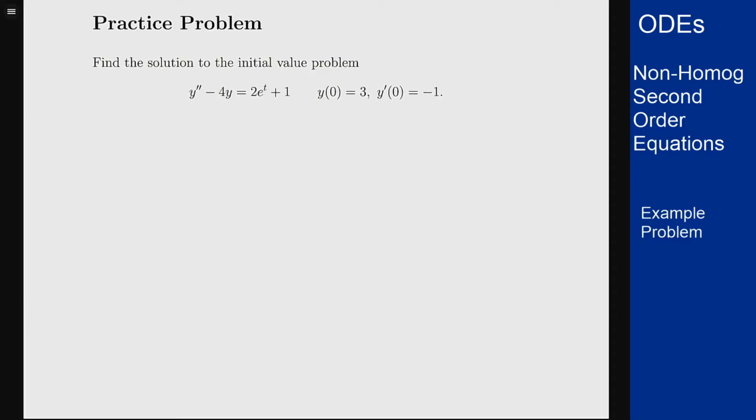Want to solve the initial value problem, y double prime minus 4y equals 2e to the t plus 1, y of 0 equals 3, and y prime of 0 equals minus 1. This is going to be solved by undetermined coefficients, but first we need to do the homogeneous problem.